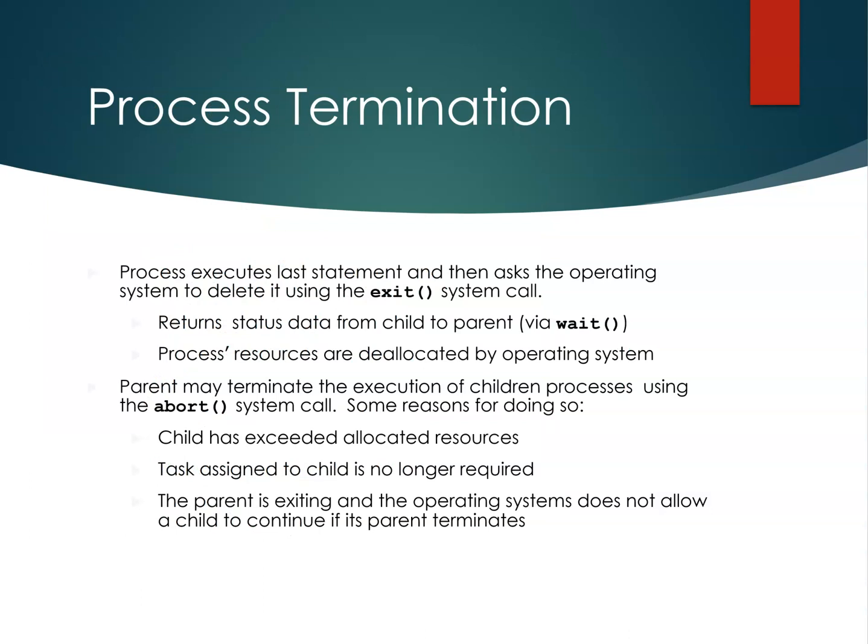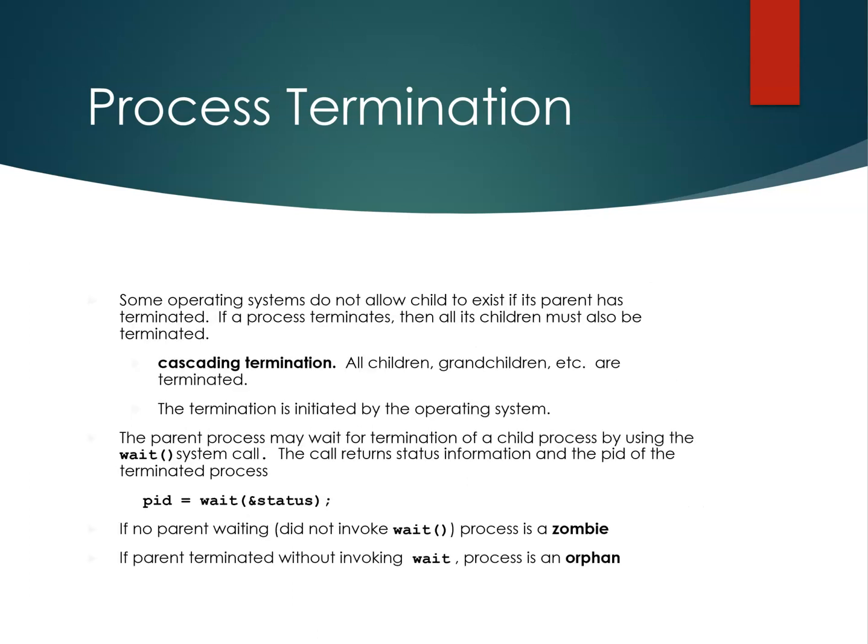A process executes its last statement and then asks the operating system to delete it using the exit system call, usually. It returns status data from the child to the parent via wait, and the process's resources are deallocated by the OS. A parent may terminate the execution of a child process using the abort system call. We might do this because the child has exceeded its resources, the task assigned to the child is no longer required, or the parent is exiting and the operating system does not allow a child to continue if its parent terminates.